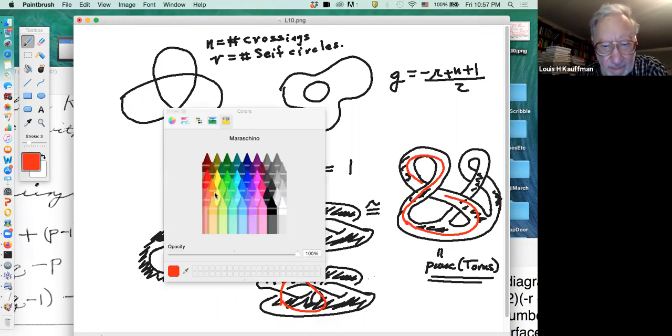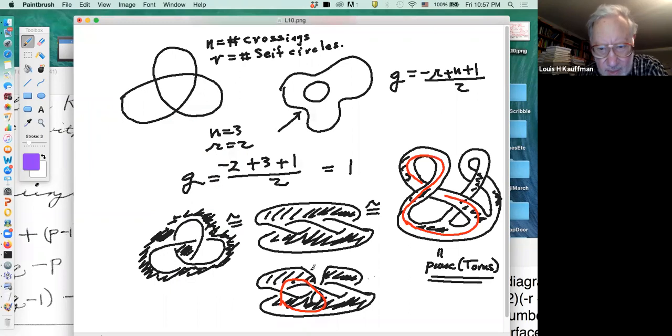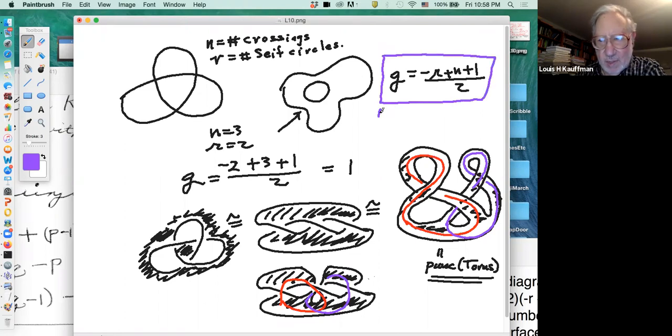And there's a cycle here that goes underneath and all the way around. And it's another 360 degree twist, and it's this cycle here. So by pushing this around by isotopy, you can end up getting to here. And it's easy to see that that's a punctured torus. But how do you prove this in general? Prove this via Euler's formula.